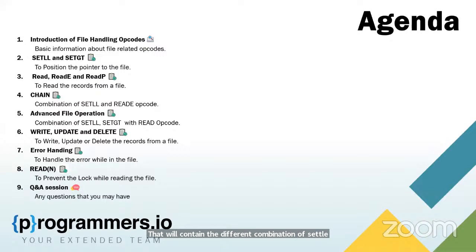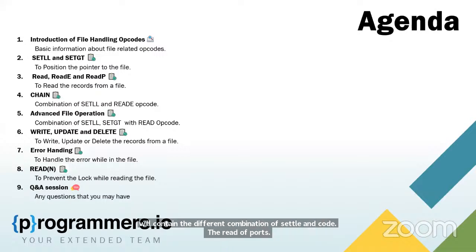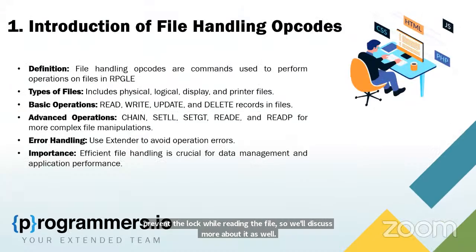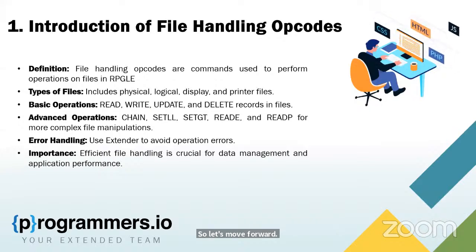Then we will learn how to write a record in a file, how to update a particular record, and how to delete a particular record from a file. Then we will talk about error handling, how we can handle errors while doing file operations. Then we will move forward with the read n opcode to prevent locks while reading the file. We'll discuss more about it as well.